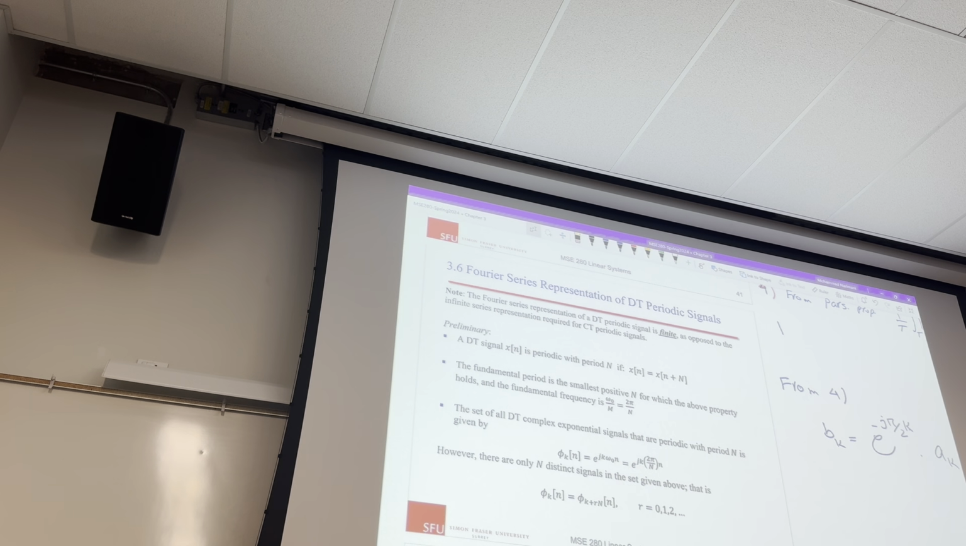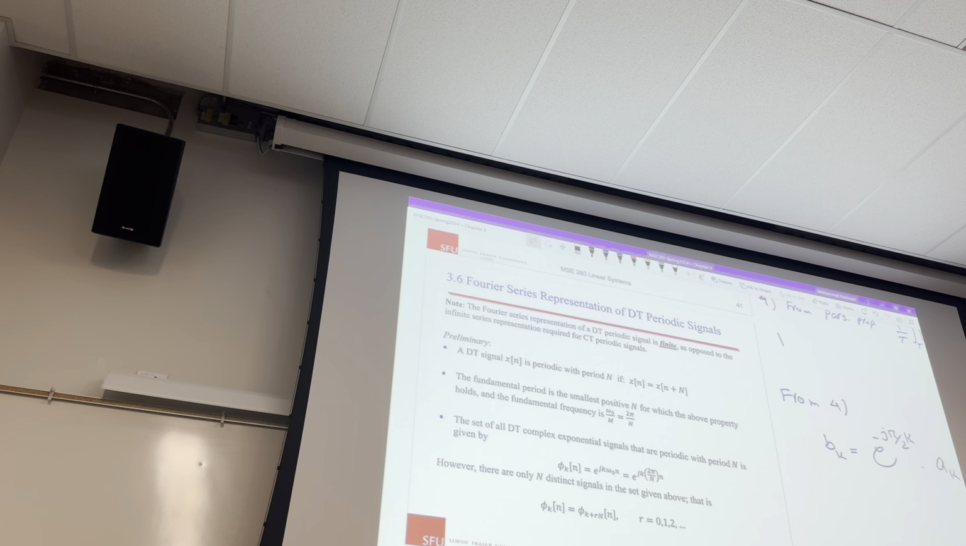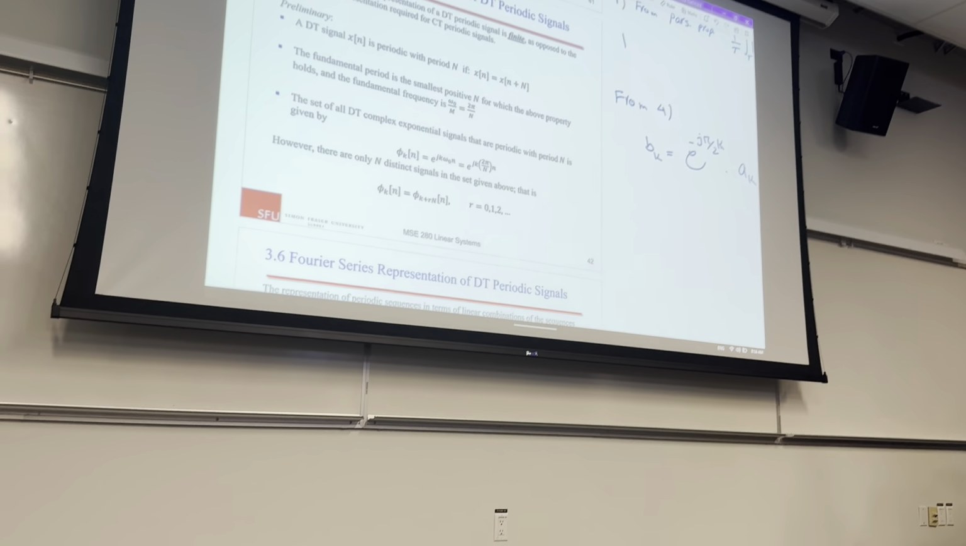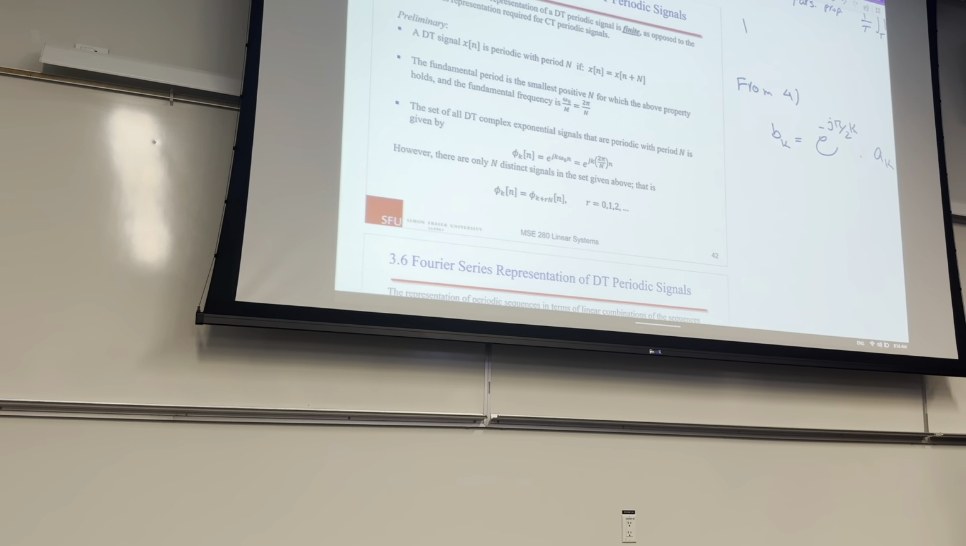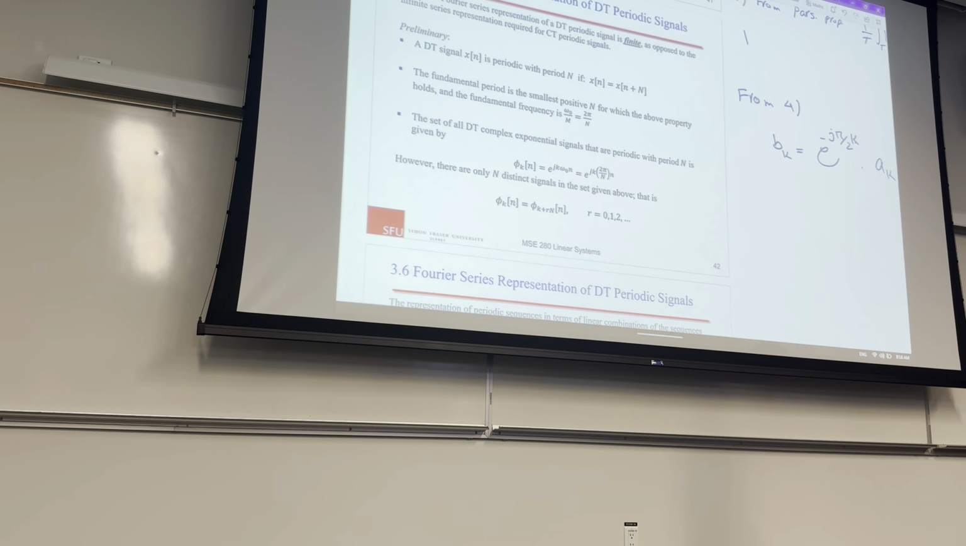Let's do a very brief review of the Fourier series for discrete time periodic signals. So far we talked about continuous time periodic signals. We can have the same concept, the same approach and algorithm, for discrete time signals. If you remember, the only point that we have for discrete time signals is that if you have a periodic signal in discrete time, we have a limited number of harmonics. For continuous time signals, we had an indefinite number of harmonics.